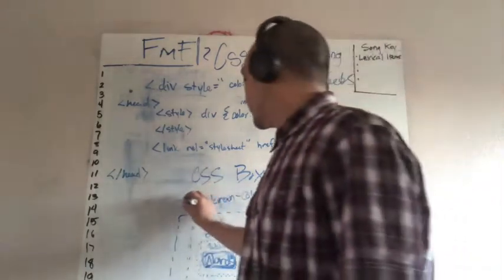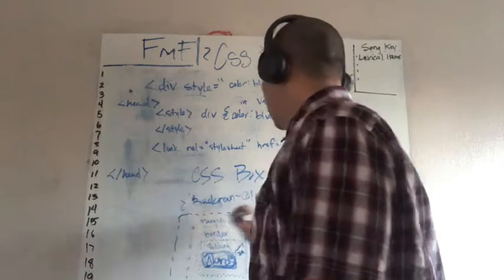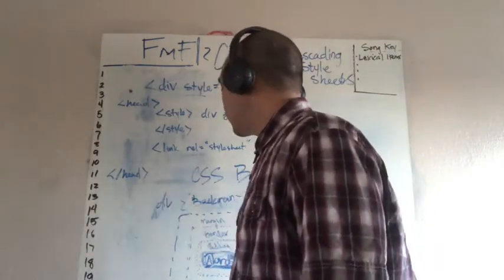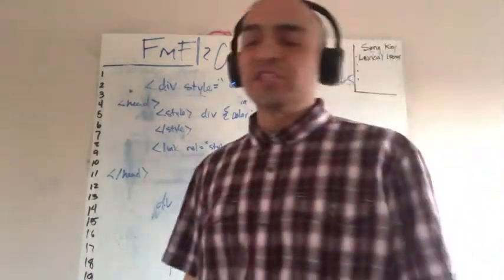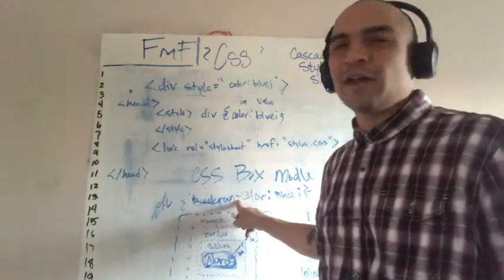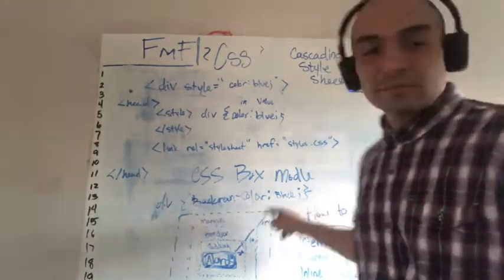Then the bracket closes it off. All it is, is background-color: black. That's what you're going to use. Don't forget to use a hyphen, or else if you don't use a hyphen between the words, it's not going to work. You'll get an error. So there you go.